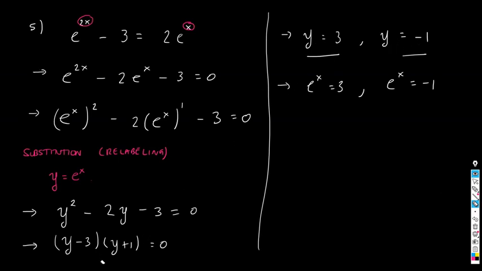What are my roots for this equation? y equals 3 and y equals minus 1. But what is y? y is equal to e to the x. So I'm going to go back to that expression. You see, y equals 3 is the same as e to the x equals 3, and this is the same as this. And now finally, we isolate the x. We have e to the x equals 3.